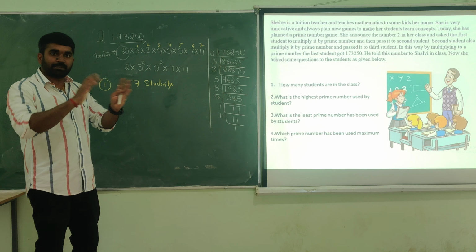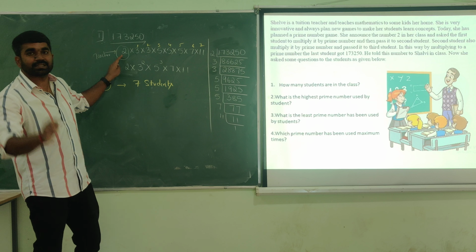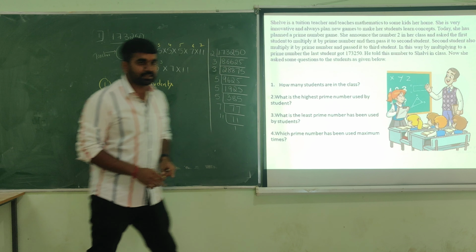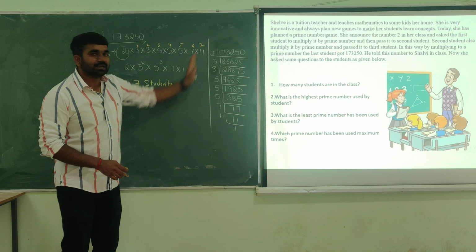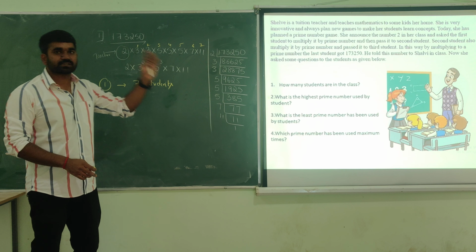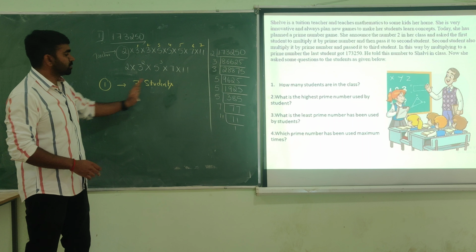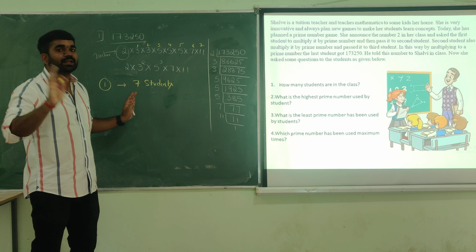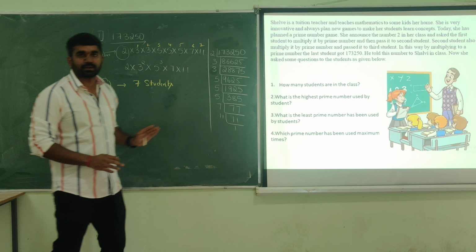How many people are there in the class? Including the teacher, there are 8 people in the class. But they are asking how many students are there in the class. Excluding 2, there are 7 prime numbers. So there are 7 students. Including the teacher, there are 8 people.